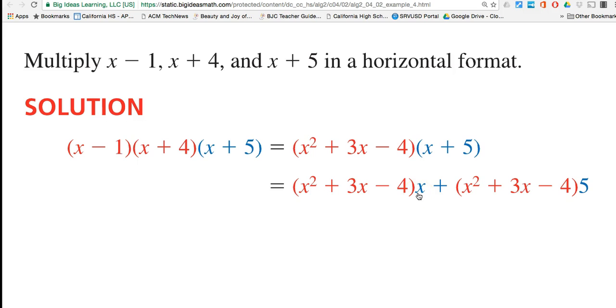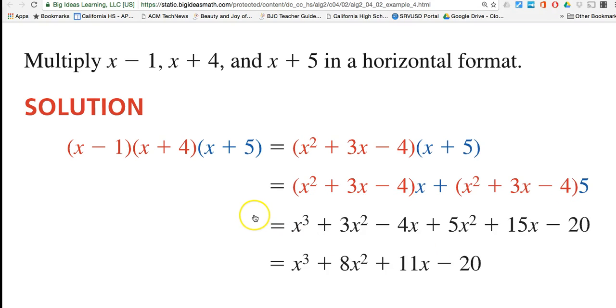Now here, you're going to distribute the x to each term inside here, and then you're going to distribute the 5 to each term inside here. Once you do that, you're going to take all of those and combine your like terms. So here we get x cubed, 3x squared minus 4x, plus 5x squared plus 15x minus 20. We combine our like terms, and we're just doing this horizontally.